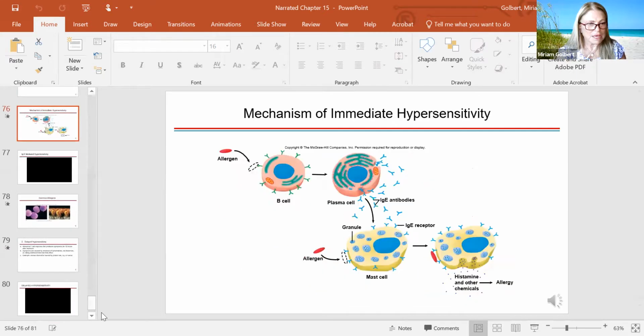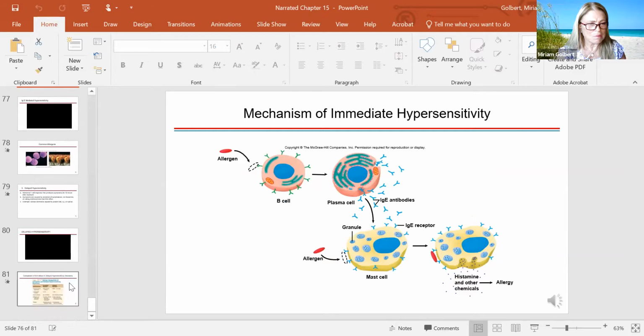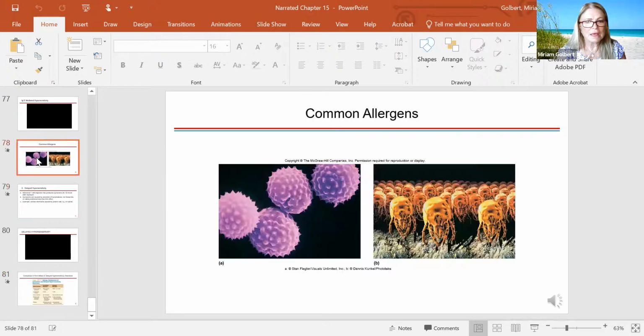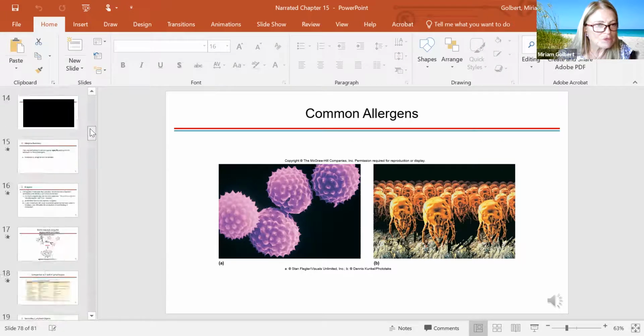I don't have more time, but I think that I did what I wanted to do. All right, and look at these ones. These are common allergens. What are these? Mites. And these are pollen grains. They look nice, huh? All right, any questions on our immune system?